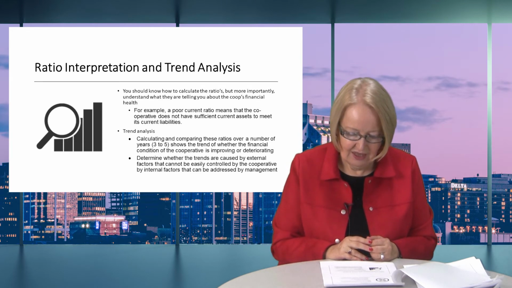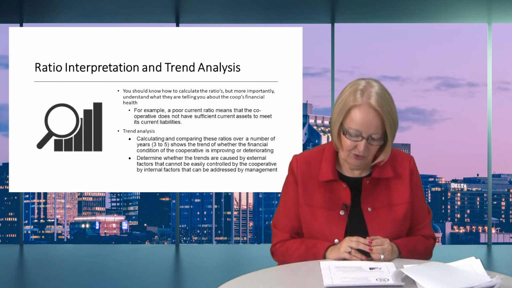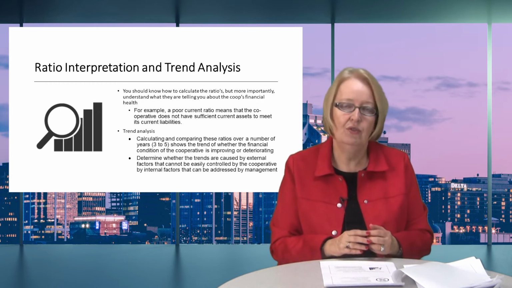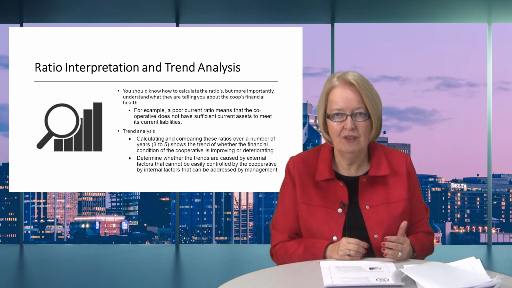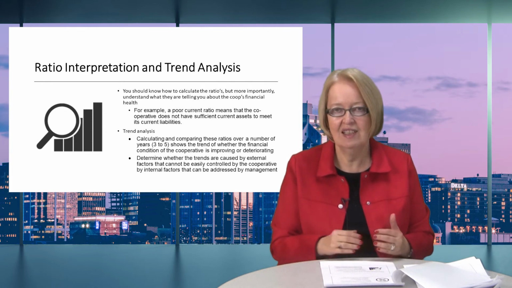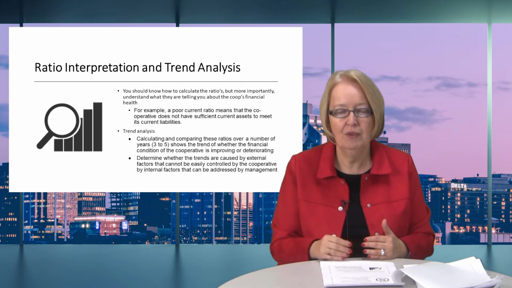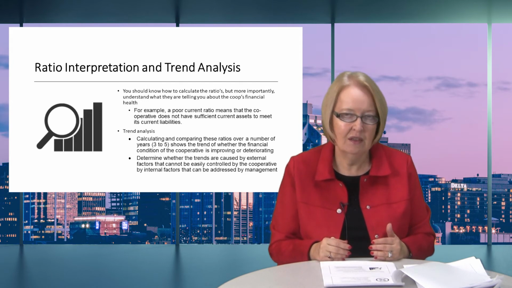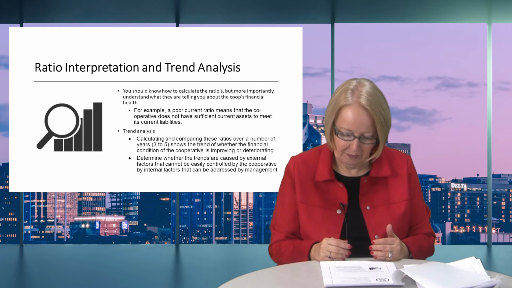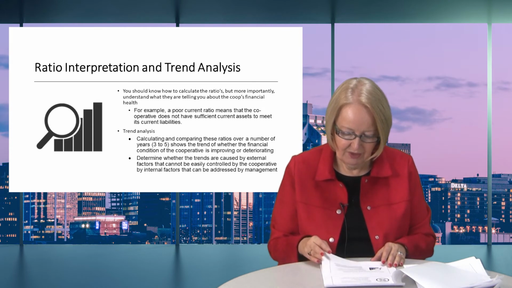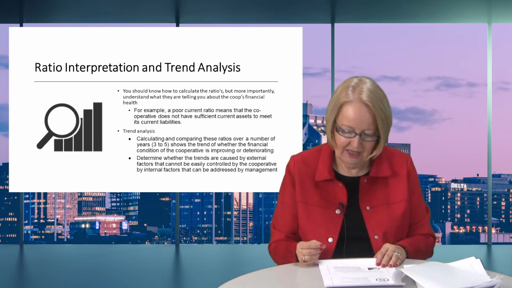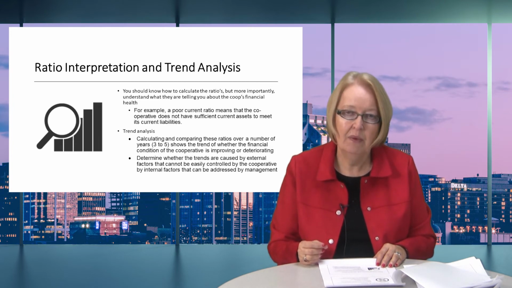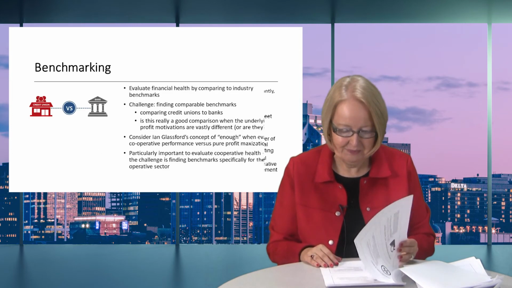So that's one aspect. The other aspect is trend analysis. So it's important to look at the trends. When I say trends, you're looking at your co-op's performance over the previous, say, 3 to 5 years, and the idea here is to get a sense of whether or not the co-op is improving year over year, or is the co-op's performance deteriorating. And you need to determine whether these trends are caused by something that's external to the co-op or something that can be controlled internally by making different management decisions.